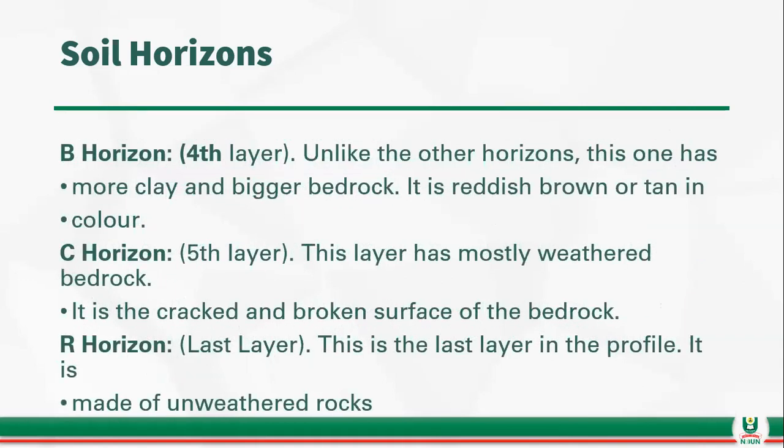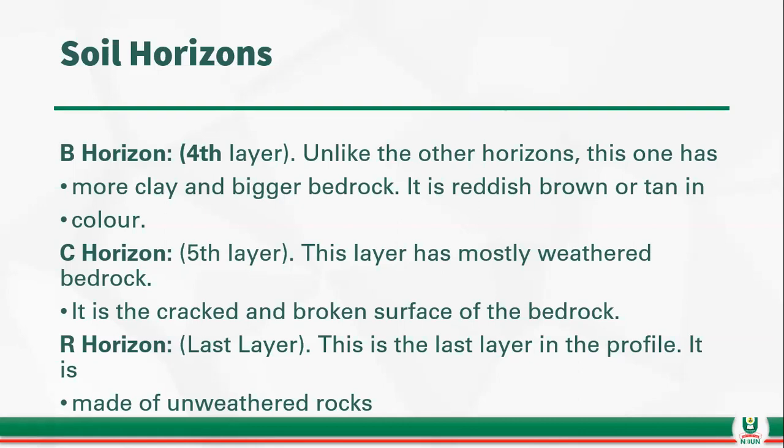After that, you have the B horizon. And unlike the other horizons, this one has more clay as well as bigger bedrock. It's usually reddish or reddish brown or tan in color. Now we have the C horizon, and this has mostly weathered bedrock. It's the cracked and broken surface of the bedrock.